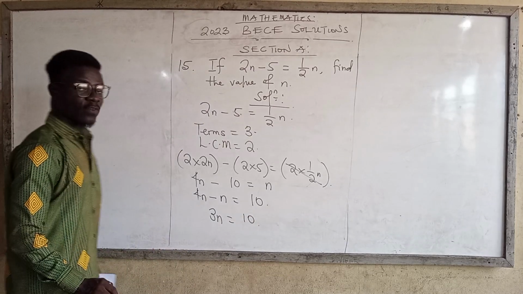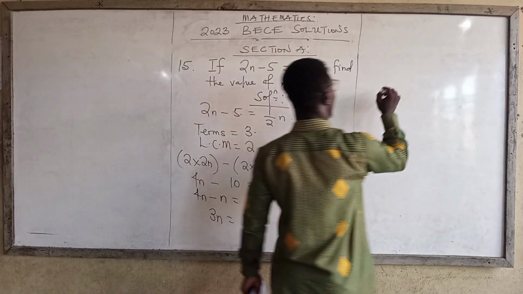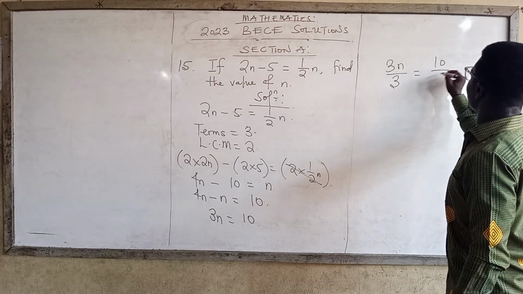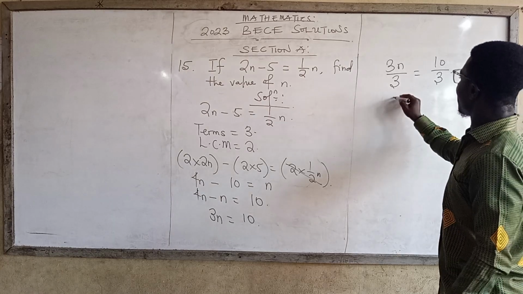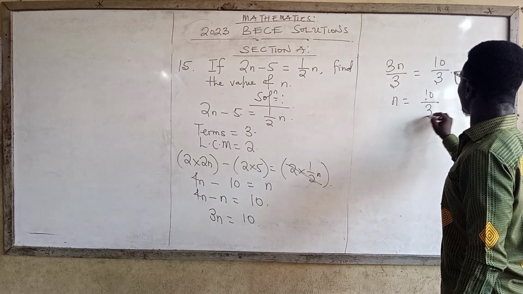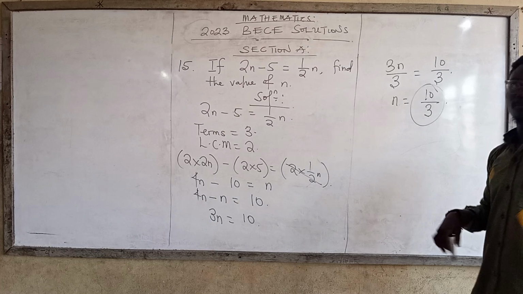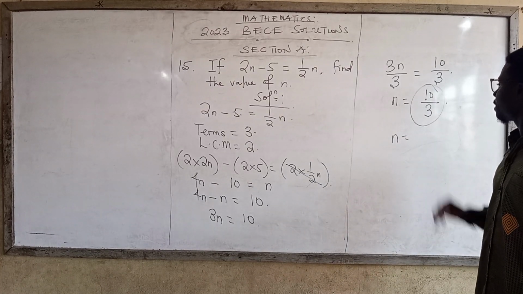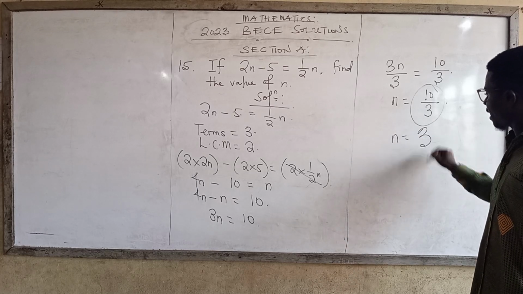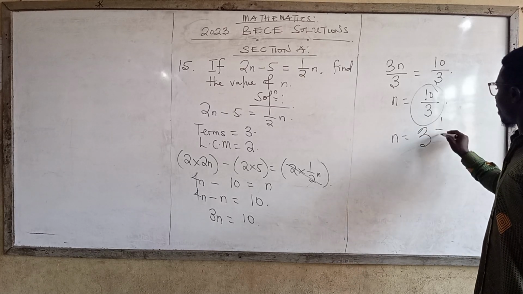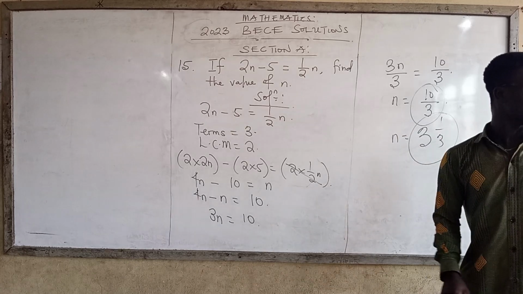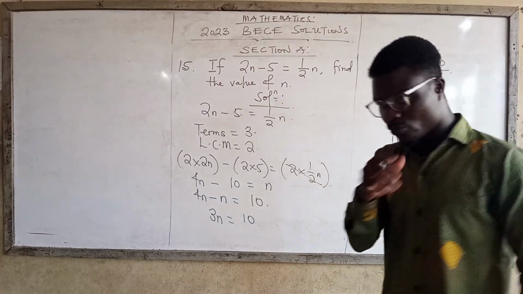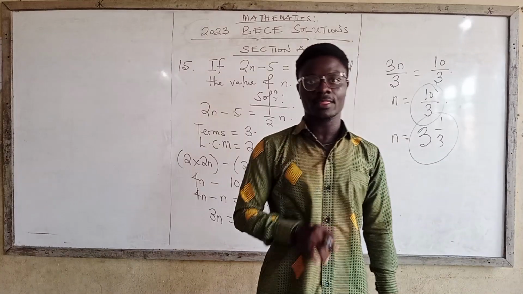What can we do? We divide both sides by the coefficient of n, which is 3. So 3n divided by 3 equals 10 divided by 3. So I have n being equal to 10 over 3. It's an improper fraction, so we can change it to a mixed fraction. 3 into 10, we have 3 times. 3 times 3, we have 9. Remainder 1. So I have 3 whole number, 1 over 3. So now this time around, we are done with our 15th question.